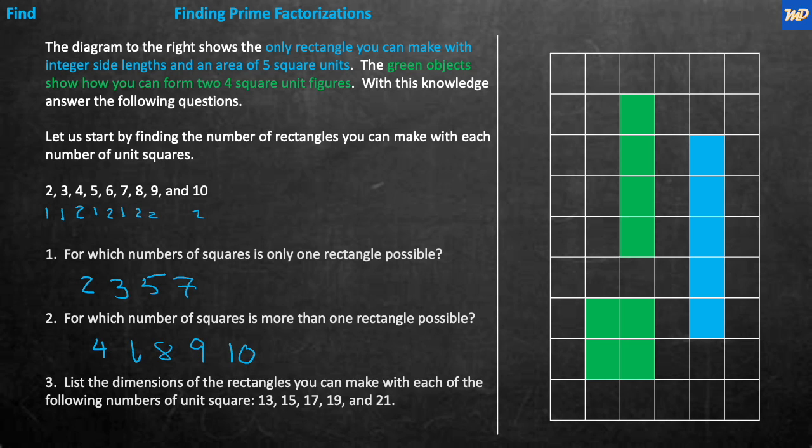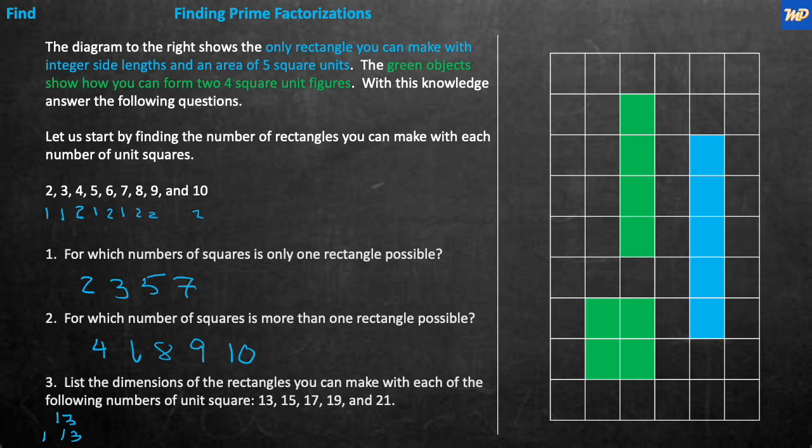Okay, so now at the end here it says list the dimensions of the rectangles you can make with each of the following unit numbers and unit squares. So if we had 13, list the dimensions of the rectangles you can make. That's like saying with the 4, you can do a 1 and 4 and a 2 and 2. So with 13, we can only do a 1 and a 13.